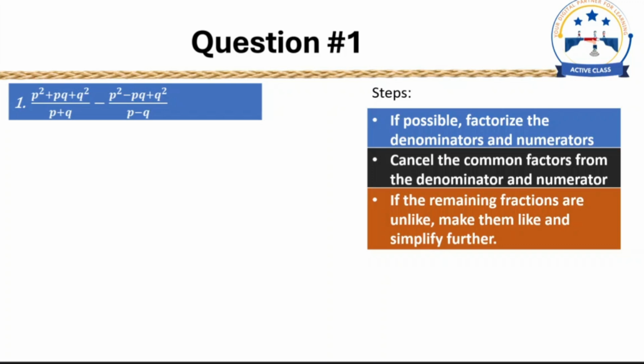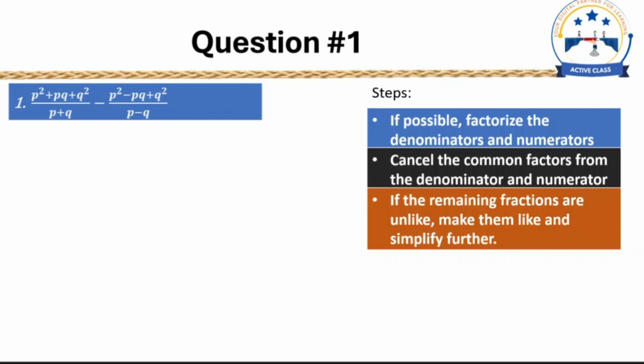Step number 2, cancel the common factors from the denominator and numerator. Since you have not factorized the denominator and numerator, no need to cancel the common factors because the common factors are not there. So the second step is also not applicable in this question. Step number 3, if the remaining fractions are unlike, make them like and simplify further.